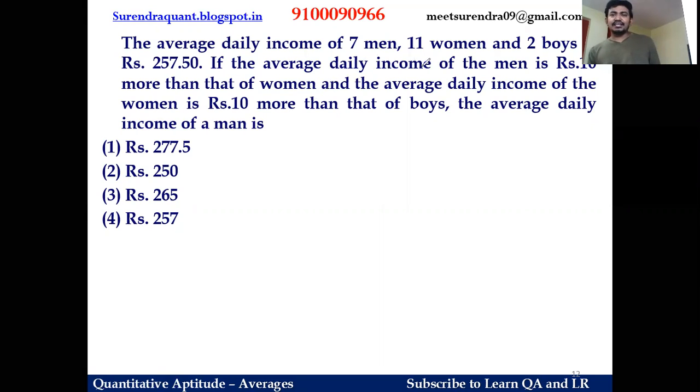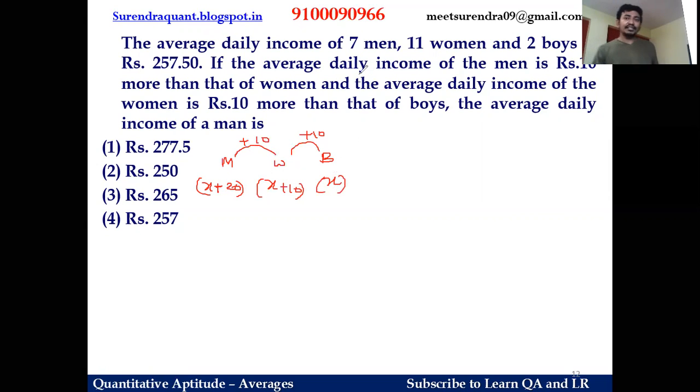So friends, it is clearly said that a man's average income is 10 rupees more than a woman's, and a woman's average income is 10 rupees more than a boy's. So if I take the boy's average income as X per day, what about a woman? It is X plus 10. What about a man? 10 rupees more than a woman. So a man's average income per day is X plus 20, right? So this is the basic idea you must have in your mind.